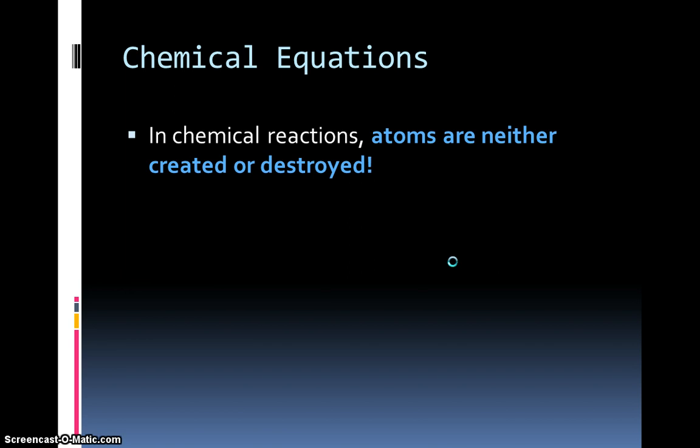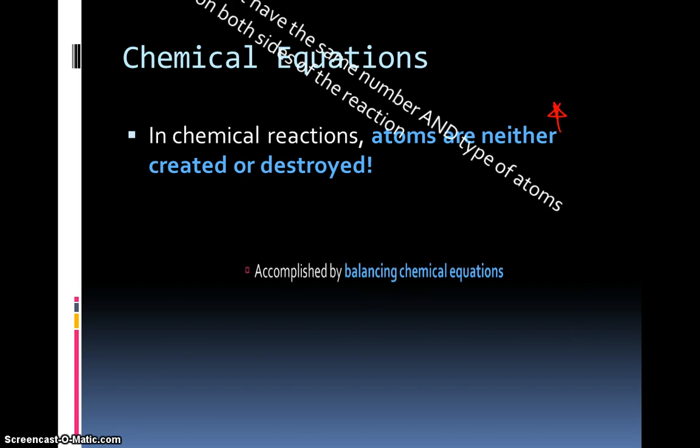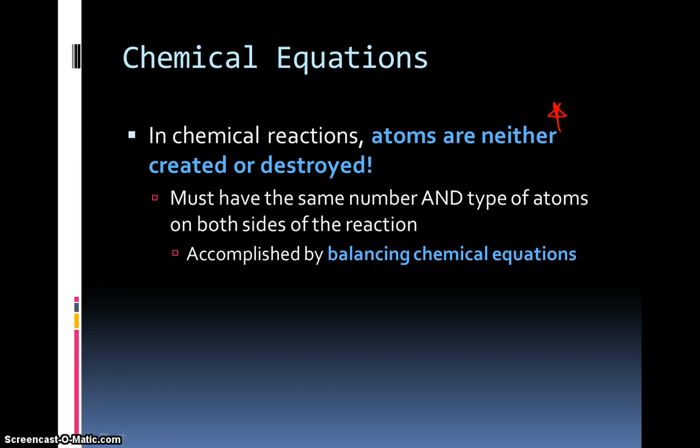And that's a really, really important thing that you need to remember all year, is that we're not creating or destroying atoms in chemical reactions. We're simply rearranging them into different compounds. So when you're looking at a chemical reaction, you must have the same number and type of atoms on both sides of the reaction.